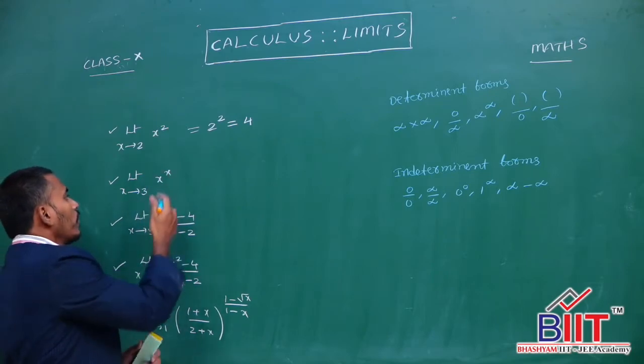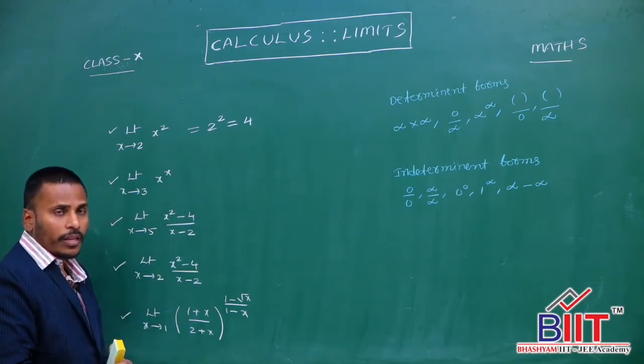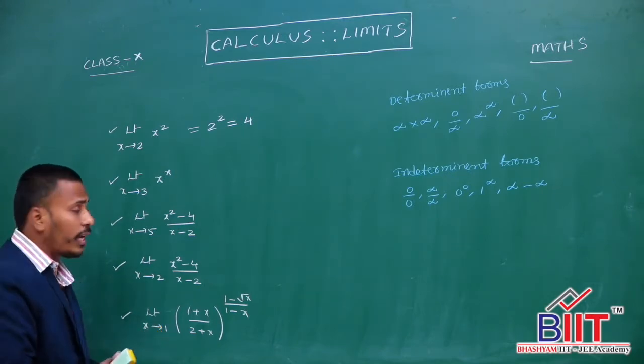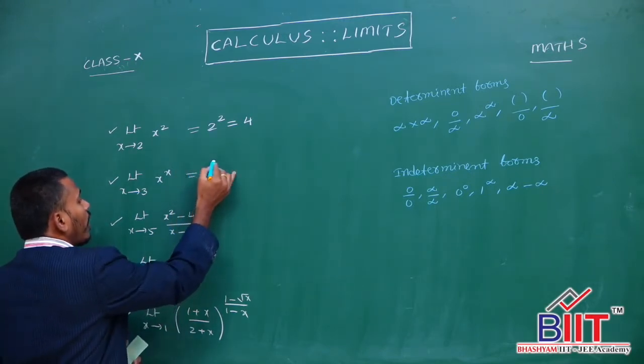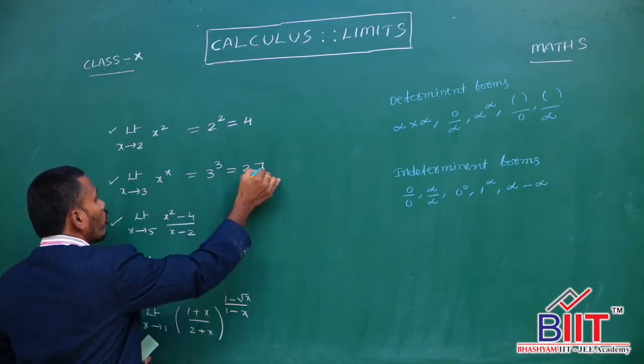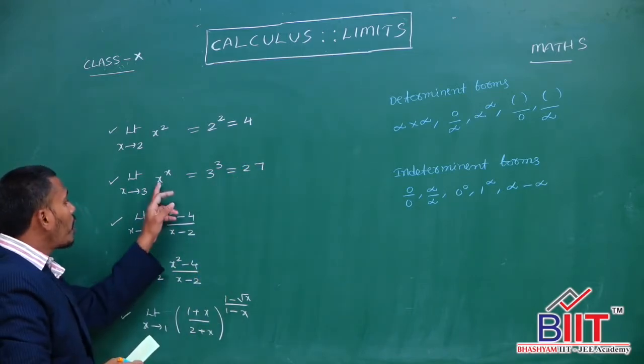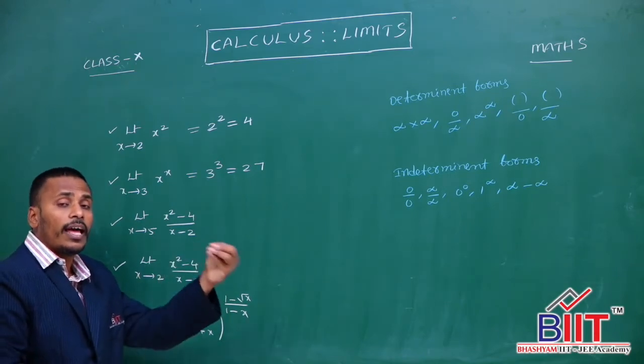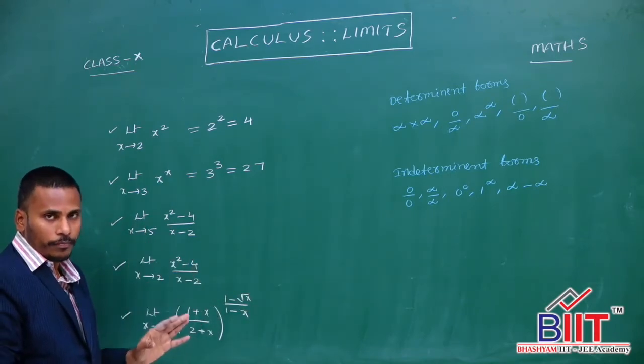Now, for suppose think about the function x power x, limit x tends to 3 of x power x. As x tends to 3, the limit value is very clear, which is 3 power 3, that is equal to 27. Because the definition and nature of the function is the same on the left and right sides of that point 3. Okay?